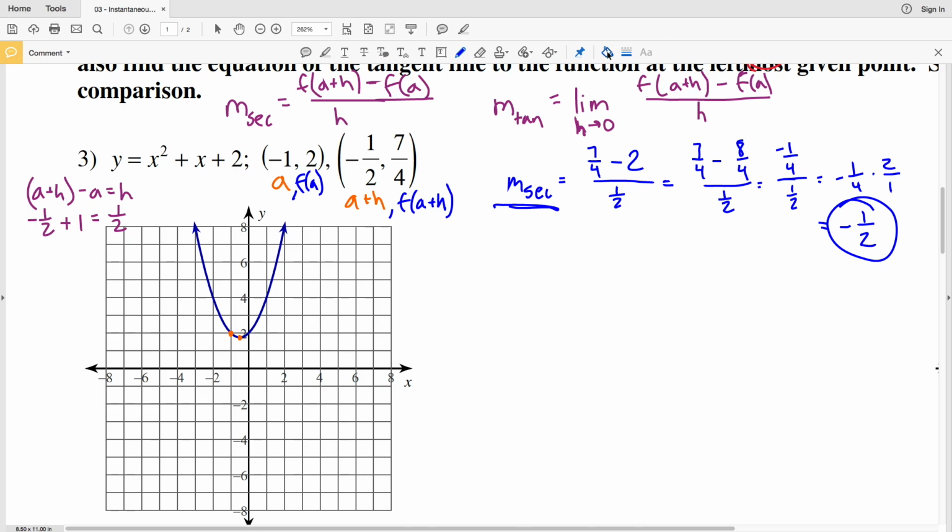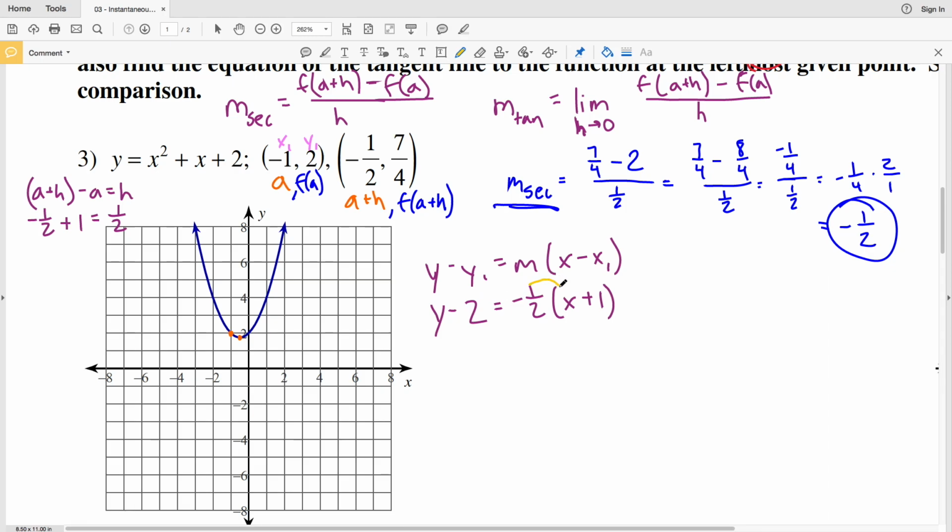Now I'm going to use point slope form to figure out the equation. y minus y1 equals m times x minus x1. So I'm going to use a and f of a as x1 and y1. So y minus y1 is y minus 2, and that's going to be equal to the slope of negative 1/2 times x minus x1, which x1 is a negative 1, so as opposed to subtracting negative 1, I'll add a positive 1.